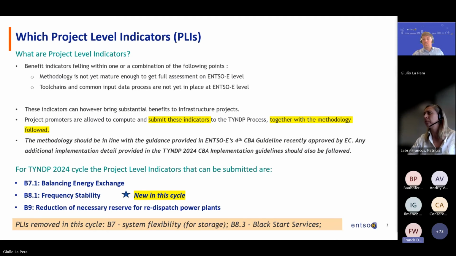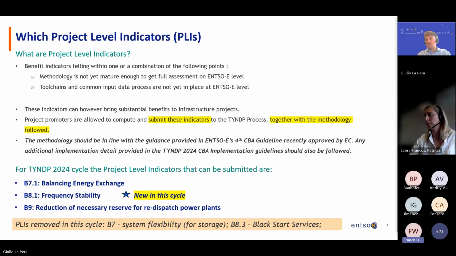And therefore, yes, the third project level indicator here is the B.I.N.A. indicator, reduction of reserve necessary for redispatch, which is in this case as well nothing new compared to the previous cycle, where of course we will try to assess redispatch cost reduction through the implementation of infrastructure projects. Mainly relevant, of course, for countries which have a redispatch reserve allocation mechanism. This is generally a very interesting benefit for those.